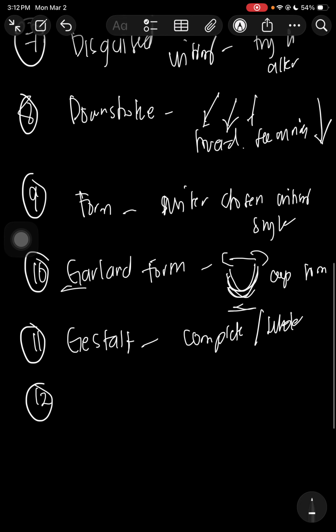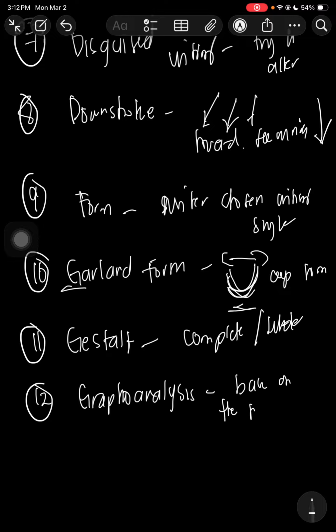Next, we have the grapho analysis. Grapho analysis. Grapho analysis is the study of handwriting based on the two fundamental strokes. So, the curve and the straight stroke.